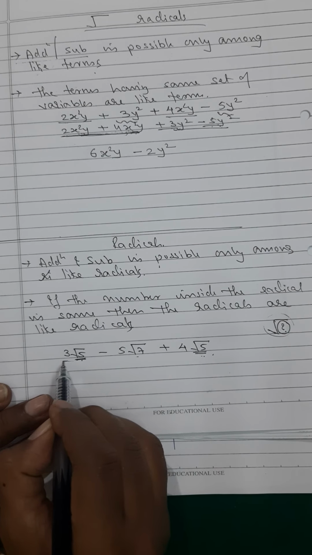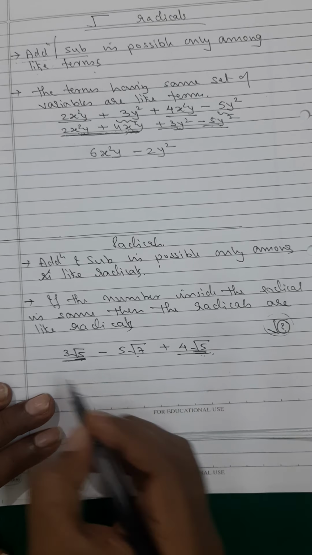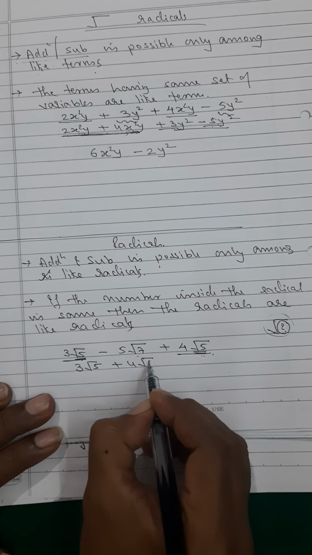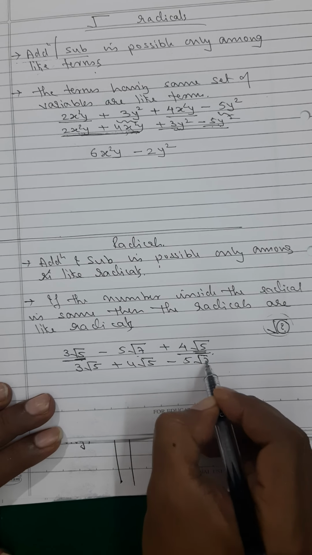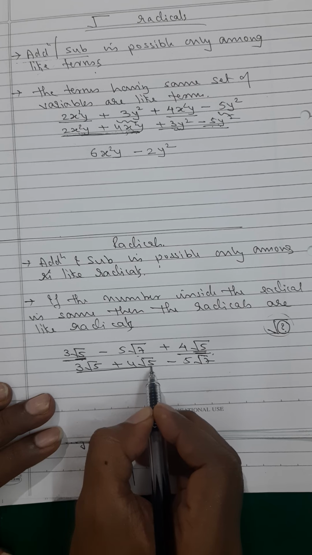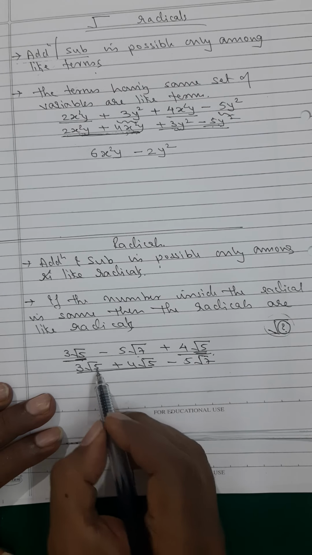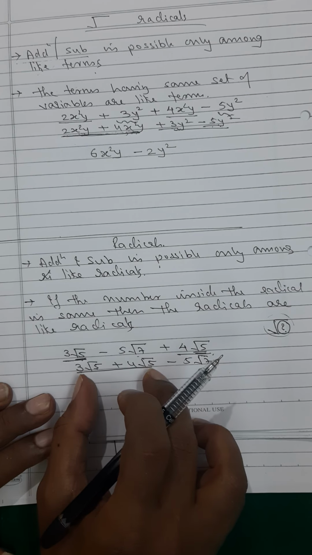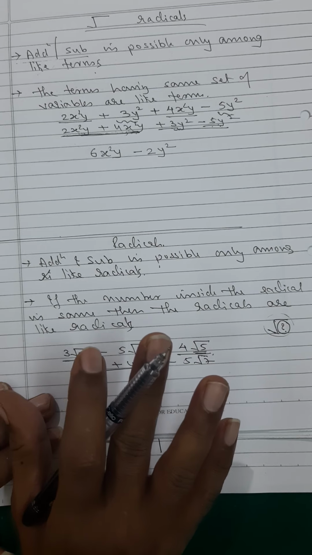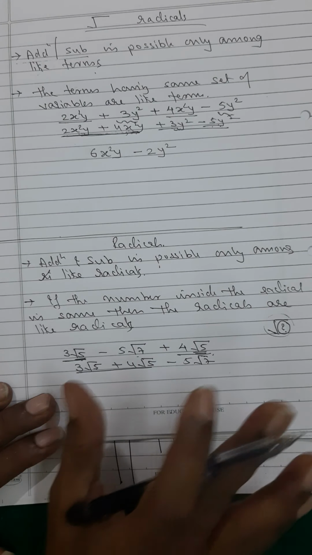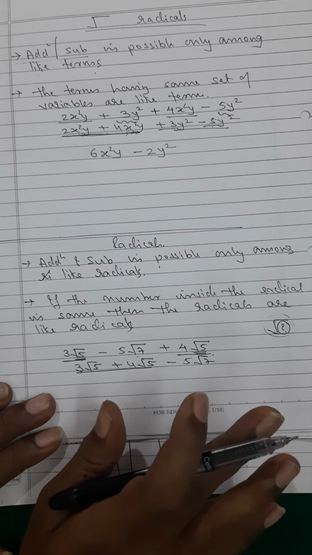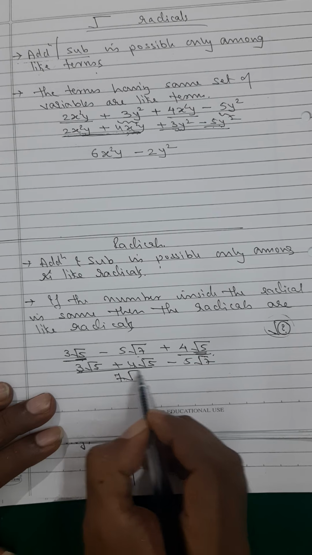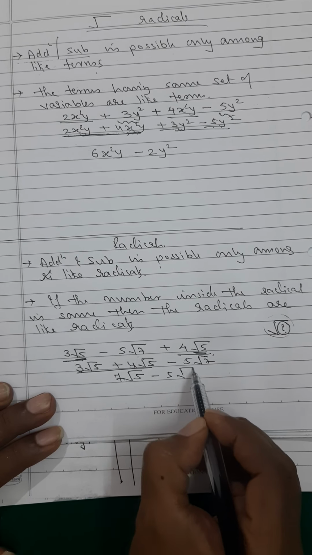Same thing will happen over here. The operation will take place among 3 root 5 and 4 root 5, so it will become 3 root 5 plus 4 root 5 minus 5 root 7. The radicals, which decide who the like radicals are, are not going to undergo any change. But definitely the coefficients are going to operate. So here 3 plus 4 will become 7 and root 5 will be copied down as it is.